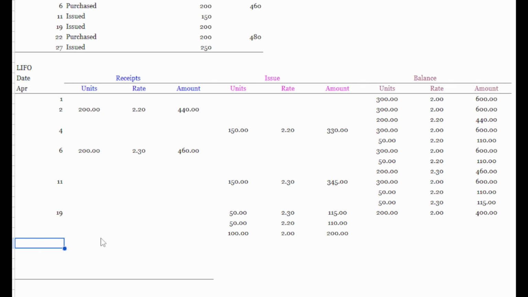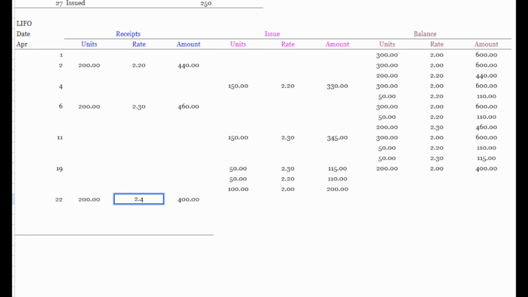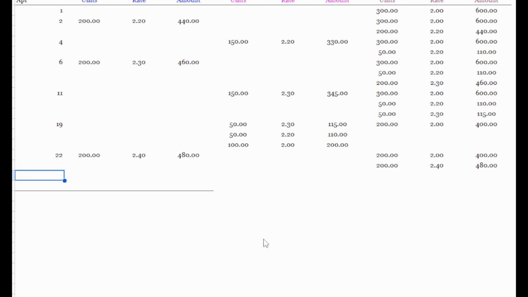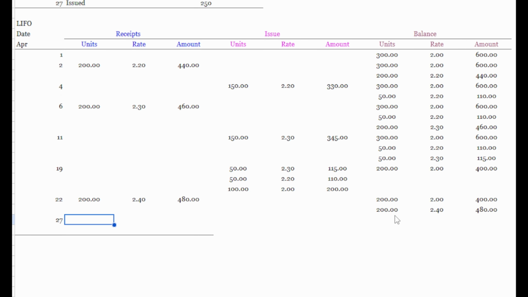Next, there is a purchase on the 22nd, 200, and the rate is 2.480. So now this is the balance. Now 400 units are available. Next, on the 27th, there is an issue of 250 units, hence 200 will be fulfilled from here and 50 will be fulfilled from here, and the balance will be 150.